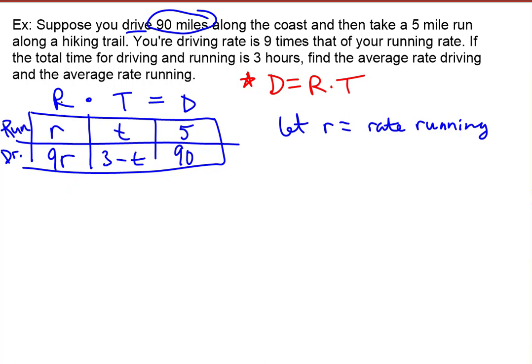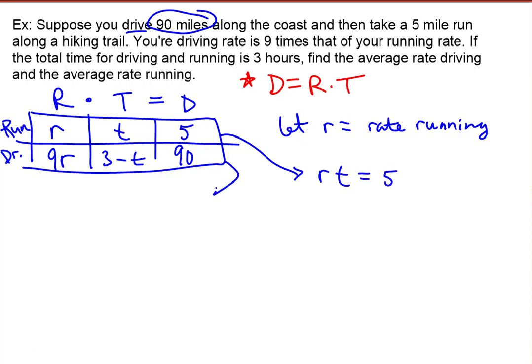Now, we're going to use the formula we have above our chart to turn these rows into some actual equations. So if we take the first row and use the formula with it, we're simply multiplying its rate times time, which would be lowercase r times t equals 5, the distance.